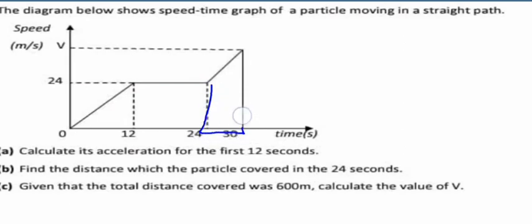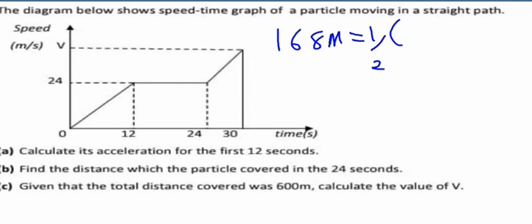Now, since we know that this one here is a trapezium, we need to use the formula for finding the area of the trapezium. Okay, so since the area starting from 24 up to 30 is 168, we are going to write 168 meters. Then it's going to be equal to half. Then the value of A and the value of B are going to come from the parallel lines. So from 24 up to 0, then from 0 up to V. These lines are parallel to each other.